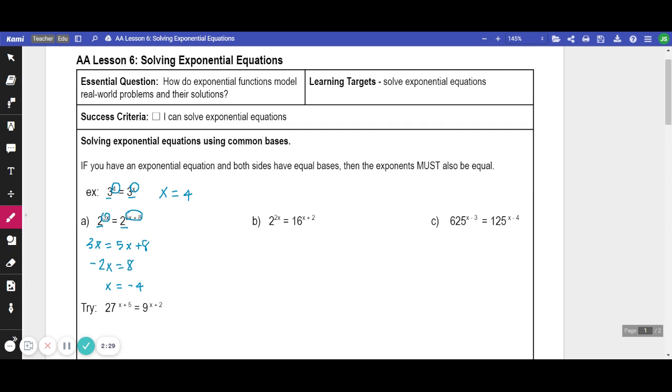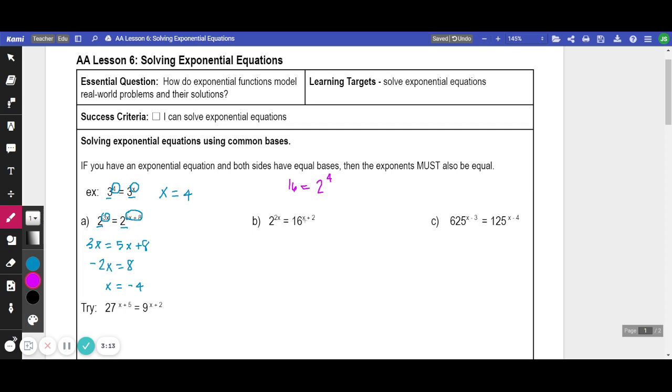They're not always going to have the same base, right? So here we come over here to B. This one does not have the same base, a 2, and the other is a 16. But sometimes we can rewrite them so that they do. I can't write 2 as anything smaller to an exponent. 2 is as small as it goes. But for the 16, we can write 16 with a base of 2. 16 is 2 to the 4th power. And that way the base will be 2 and this base is also 2.